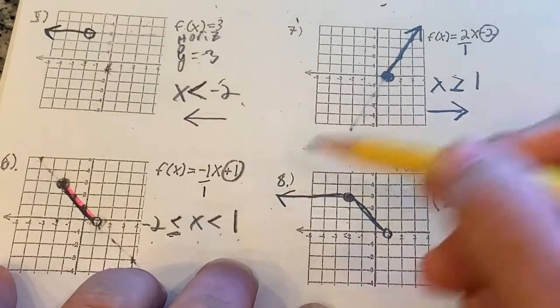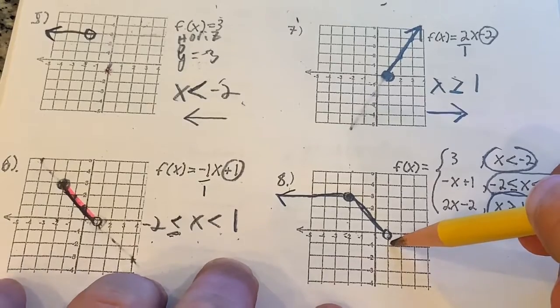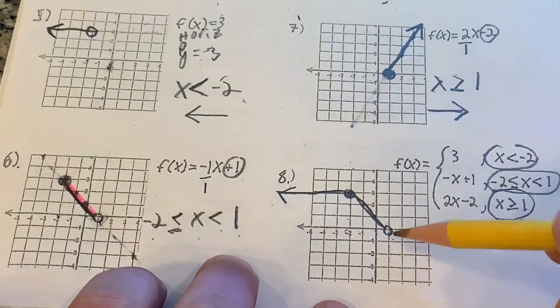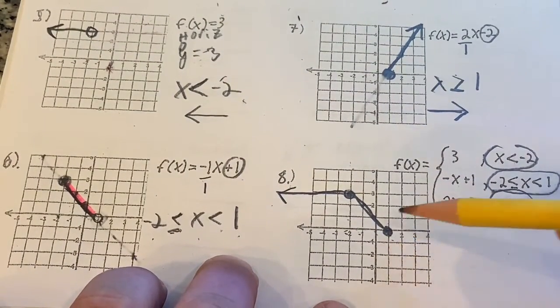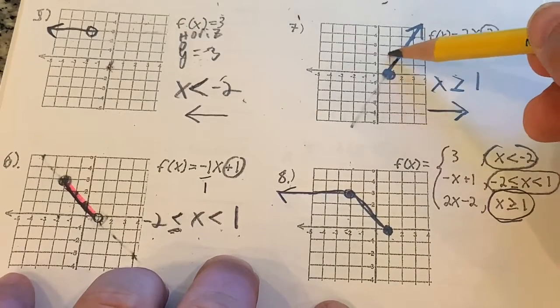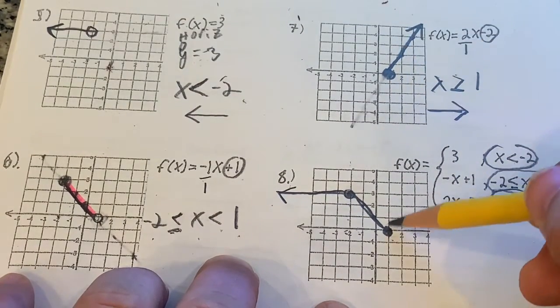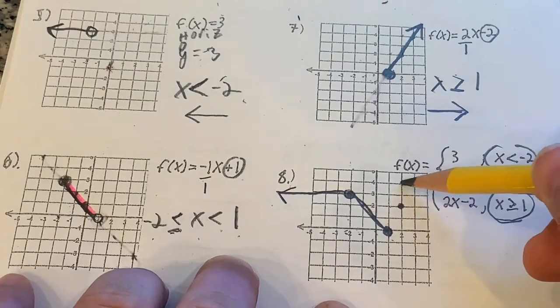So I'm going to transfer this graph down to the fourth graph on graph number 8. So I go to 1, 0. I fill in that open circle with a closed circle. You are allowed to do that. My slope is up 2 over 1, up 2 over 1, up 2 over 1, up 2 over 1.